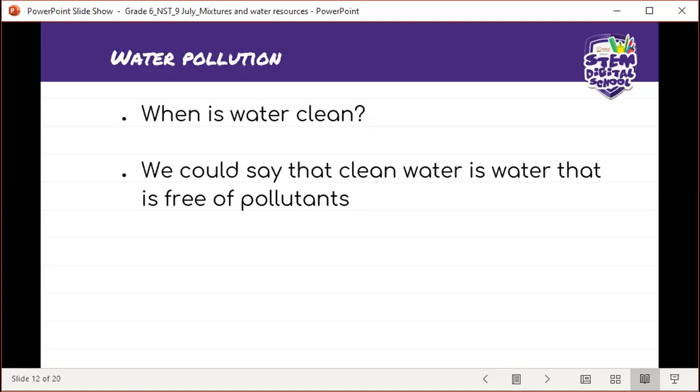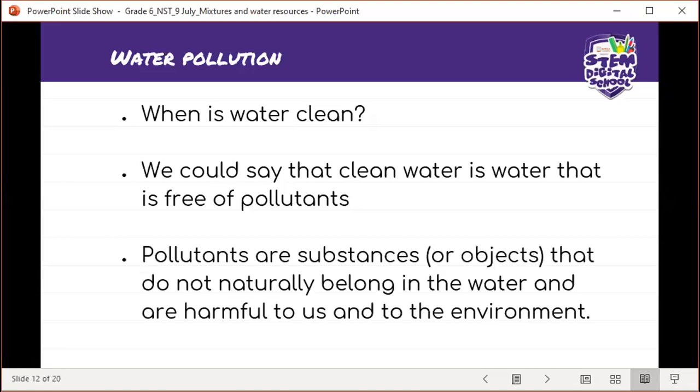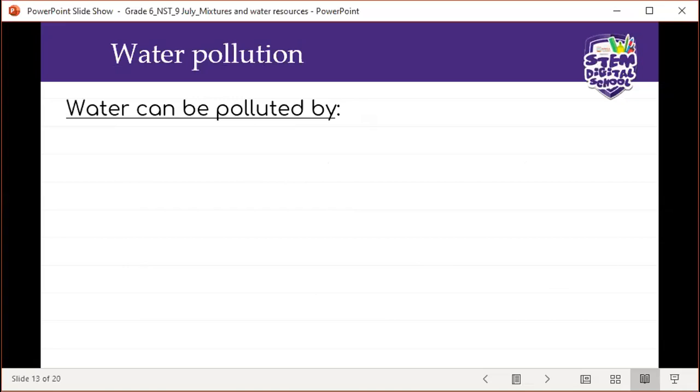So things that are harmful, yes, as Michael has said, that are not naturally found in water, we refer to them as pollutants. And if the water is free of those pollutants, then we can say that the water is clean. All right. So I hope you guys now understand what we mean when we talk about clean water. Okay, so pollutants, guys, as I said, are substances or objects that do not naturally belong in water, and they are harmful to us as well as to the environment. Okay, then let us move on.